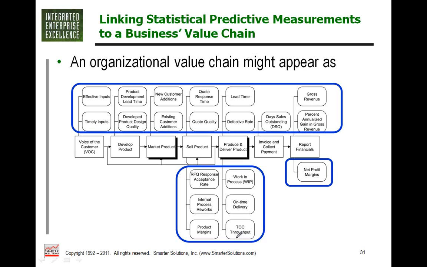Now, each of those rectangle boxes represents the processes that you're doing within the organization. For each of those functions, you would like to get good metrics. So let's look at produce and deliver products. From a producing standpoint, looking at quality, time, and cost, we could come up with defective rate, lead time, WIP, on-time delivery, and maybe theory of constraints throughput, a financial metric. Those might be good metrics that we could have. So the organization chart is basically subordinate to this.